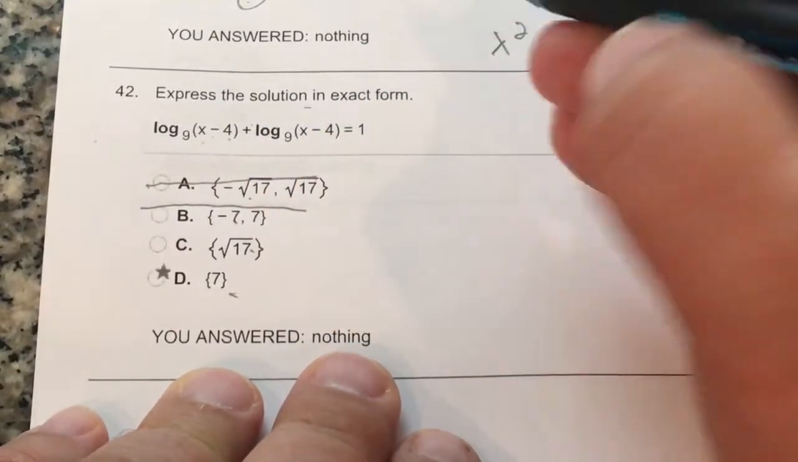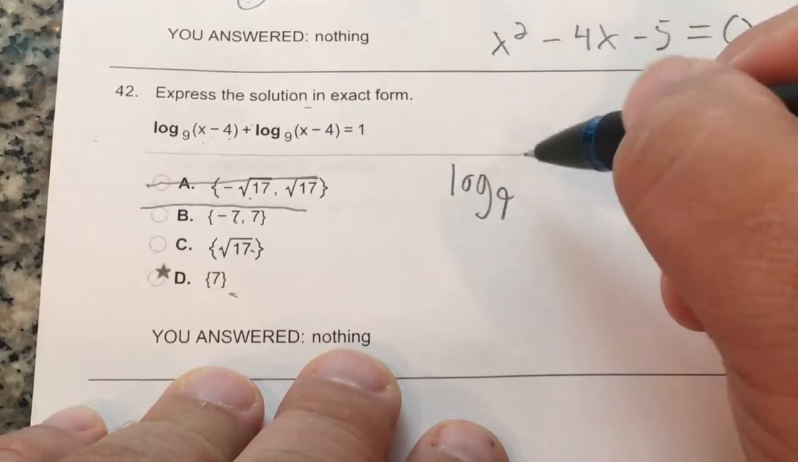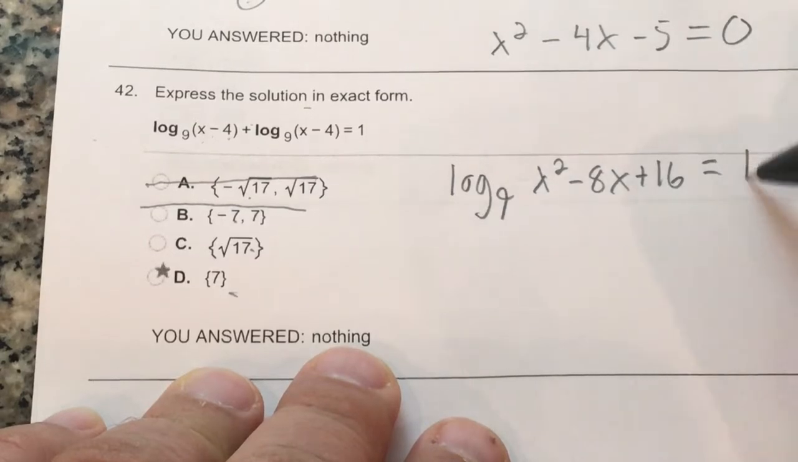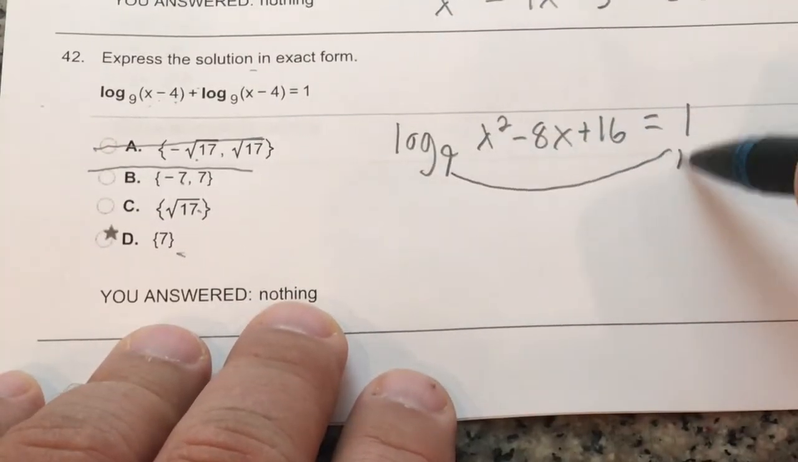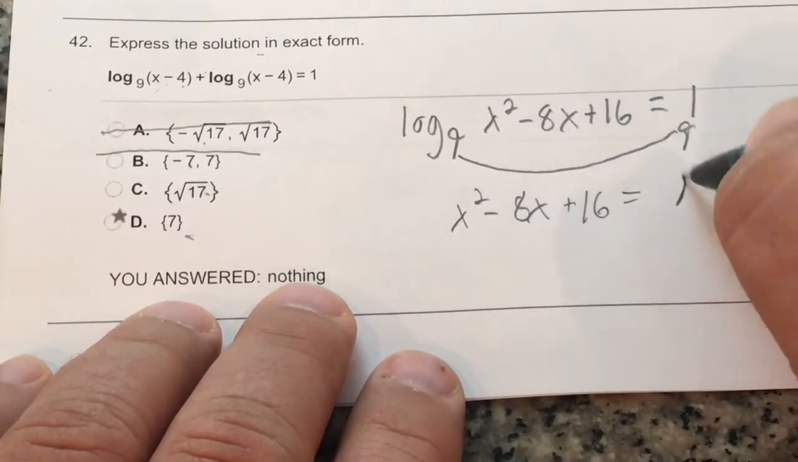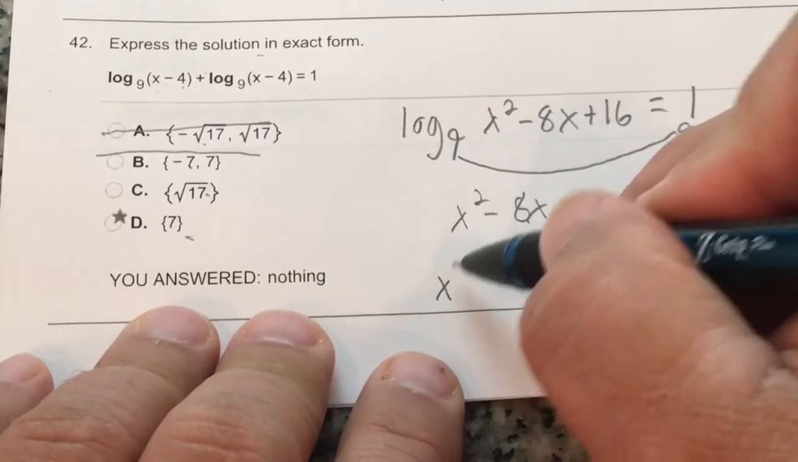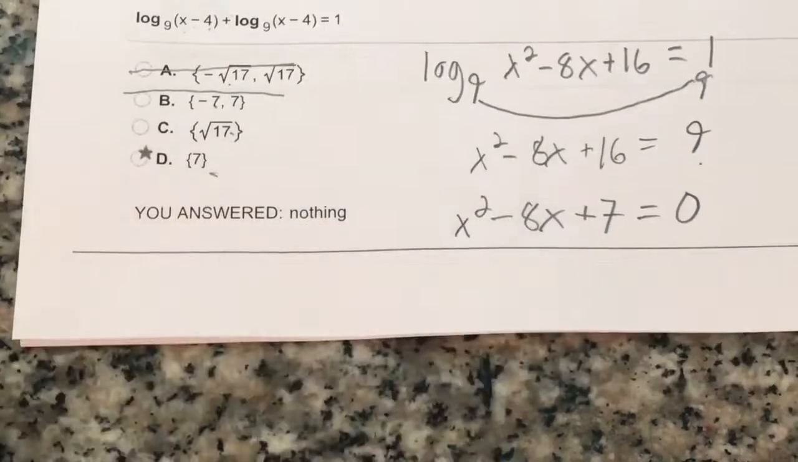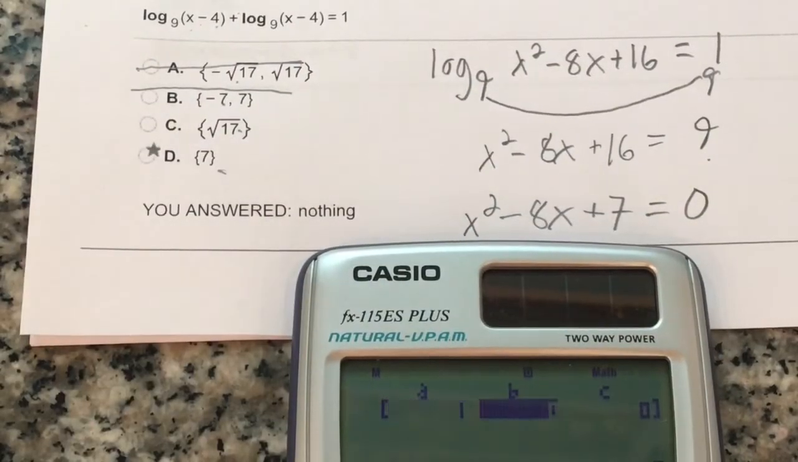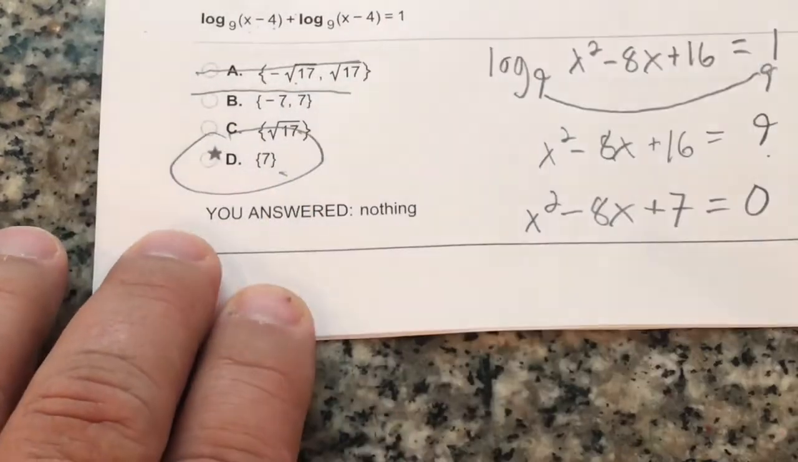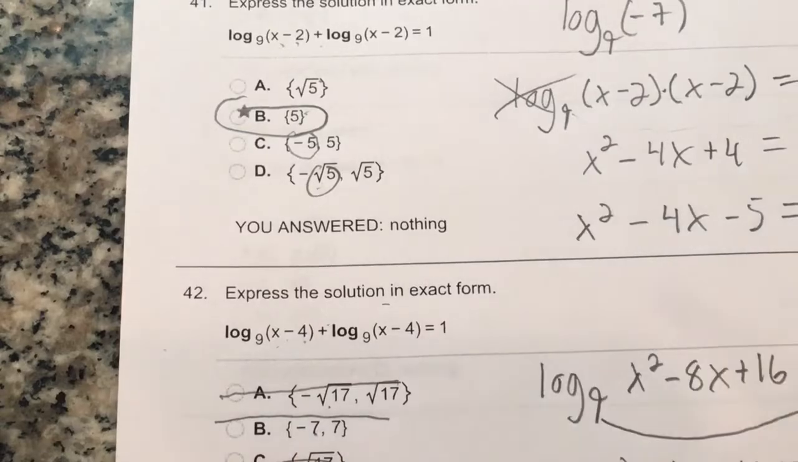I'm going to multiply these two together. So that's going to give me log base 9 of x squared minus 8x plus 16 equals 1. The 9 gets kicked over to the other side and pushes up to 1. So it's going to give me x squared minus 8x plus 16 equals 9. Subtract 9 from both sides. x squared minus 8x, 16 minus 9, I believe, is 7. Mode 5-3. 1 equals, negative 8 equals, 7 equals. 7 is an answer, 1 is an answer. It has to be choice D, 7. Again, you could have gone through your choices and plugged them in to see if they work.